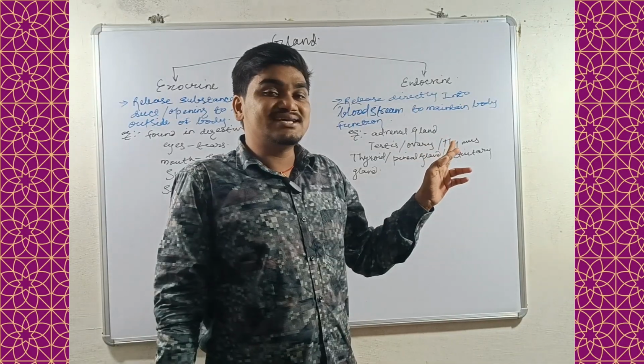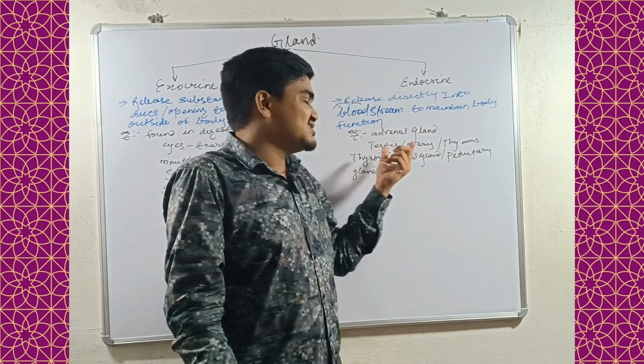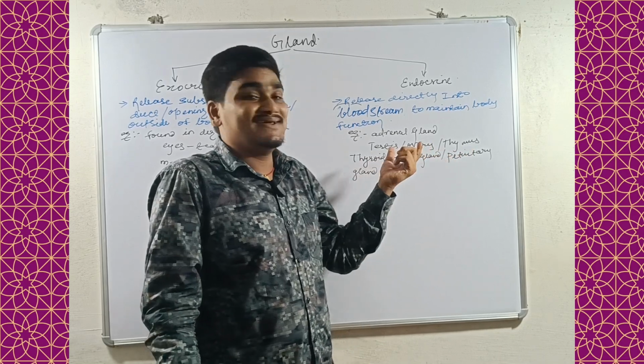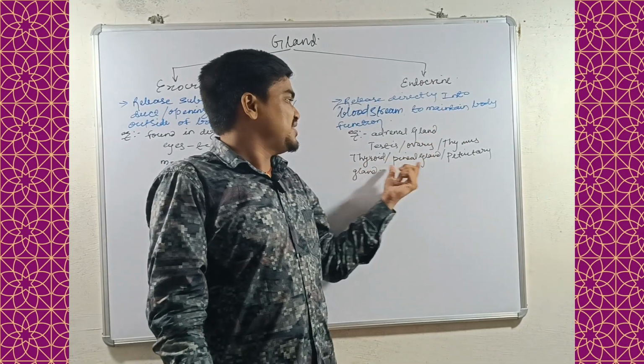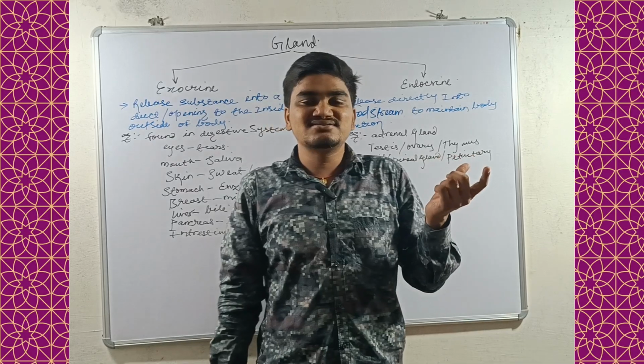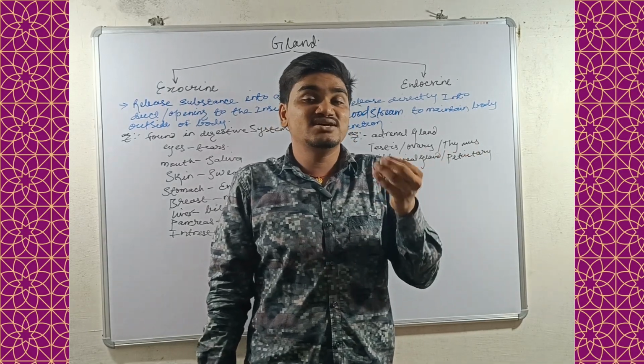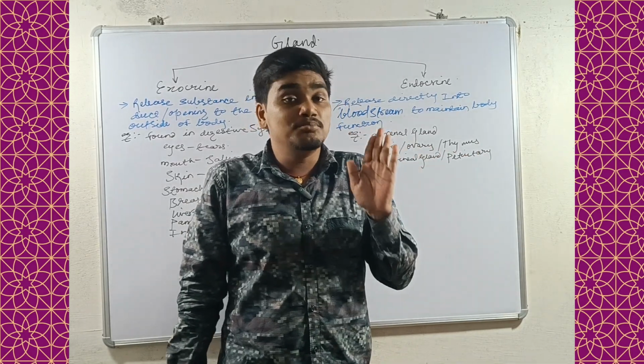Example, adrenal gland, which secretes its secretion directly in the blood. Testes, which secrete testosterone; ovary, estrogen. Thymus gland, pineal gland, pituitary gland, thyroid gland, etc. These all are types of gland which secrete their secretion directly in the blood.